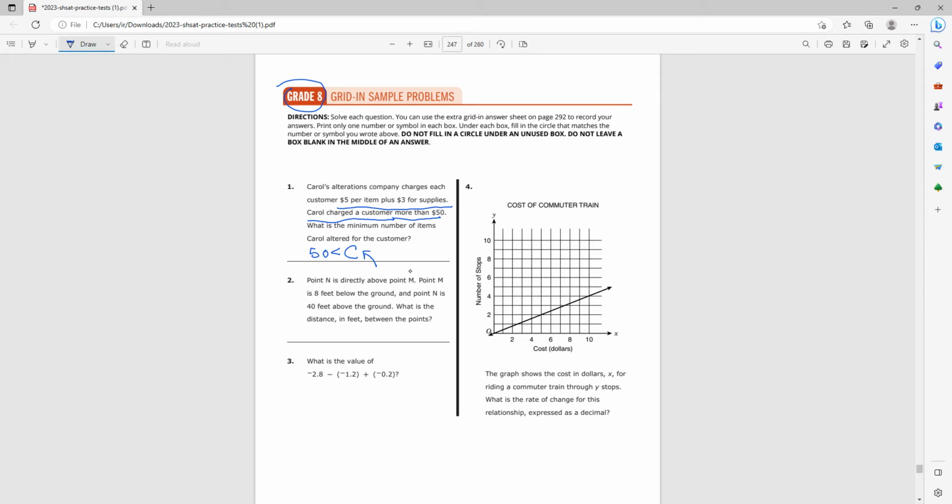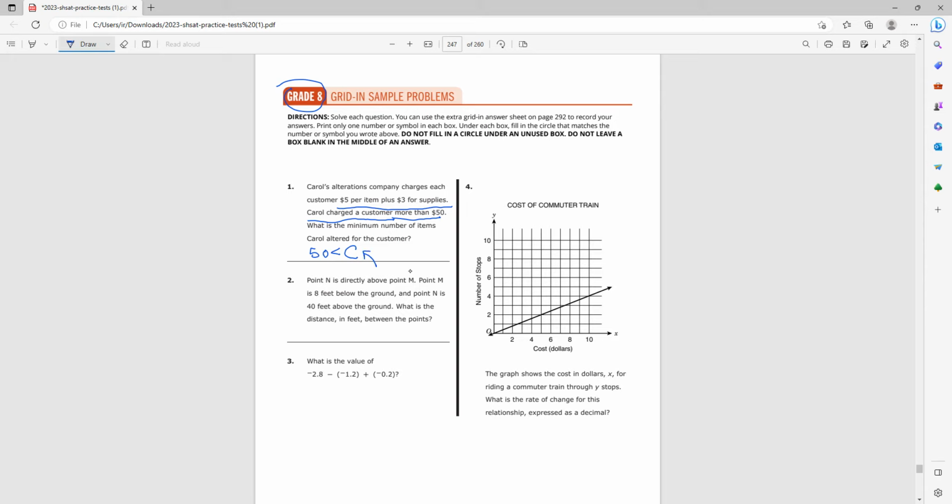So what is that equation? Well, it's going to be C, our total cost, is going to equal $5 times x number of items, right? Because it says $5 per item. That means that for each item, it charges $5. So in here, x is just how many items there are. And it also says there's an additional $3 charge just for supplies, right? And this 3, it doesn't care how many items there are, it's always going to be 3, right? So for each item, which is x, you have to give her $5, and you also have to add 3 to whatever you give her, right?